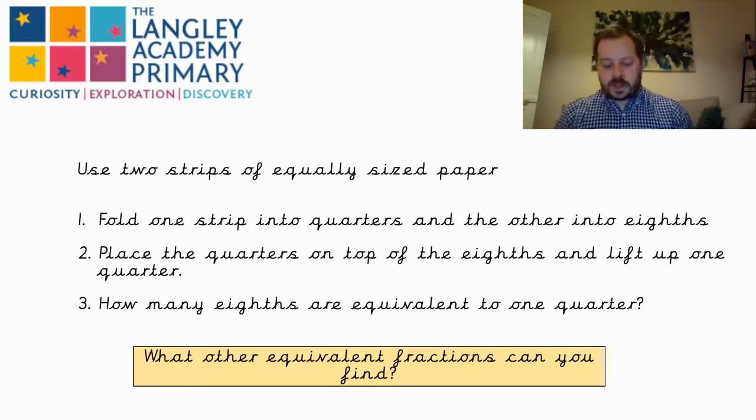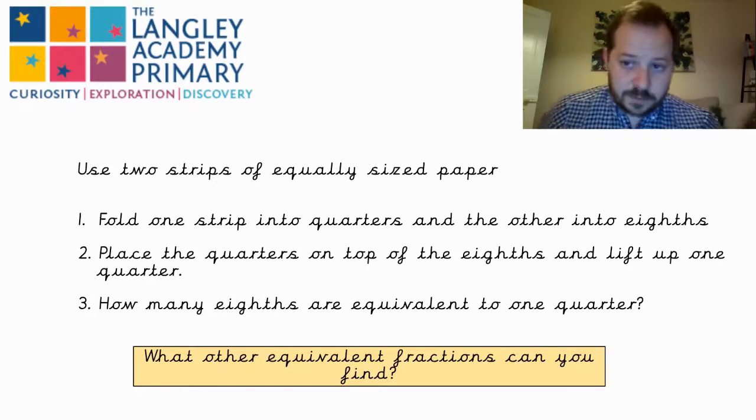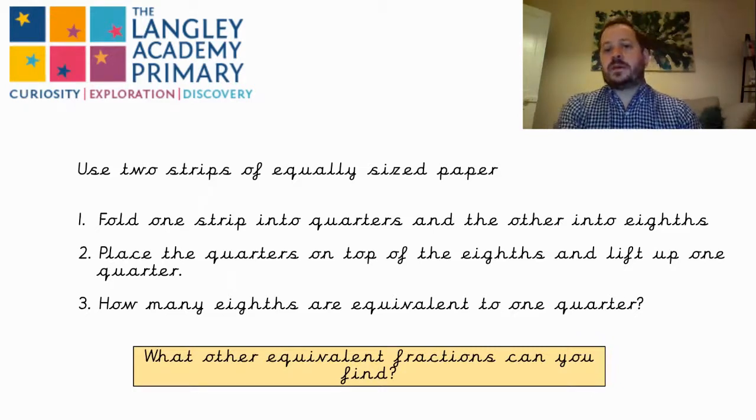So what you should see is when you lay them down and you just look at where the fractions are, you should see that each quarter is the same as 2/8. So 1 quarter is equivalent to 2/8. 2 quarters is the same as 4/8, and 3 quarters is the same as 6/8. You'll also notice that the whole thing, 4 quarters, is the same as 8/8. This is a nice, easy way of showing equivalent fractions in a concrete way.